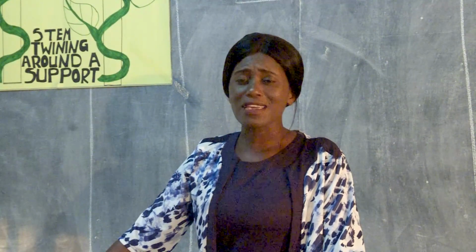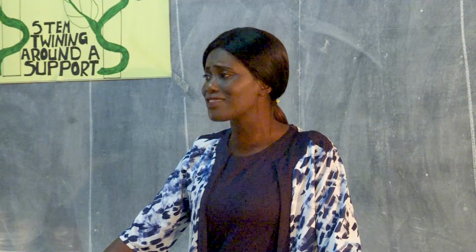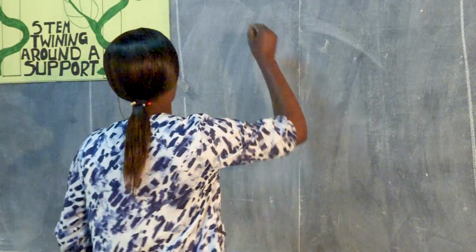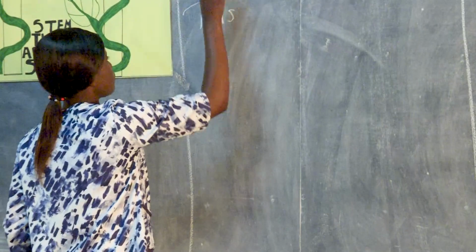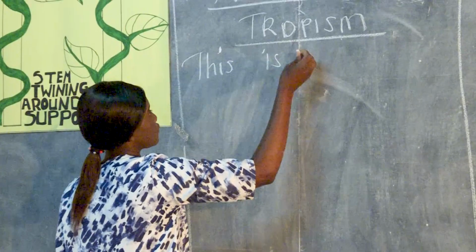Alright? Now, tropic response is simply the growth movement of the parts of a plant in response to a unidirectional external stimulus. Don't worry, I'll explain further. Okay? So this is what I'm talking about. Tropic response or tropism. This is the response.